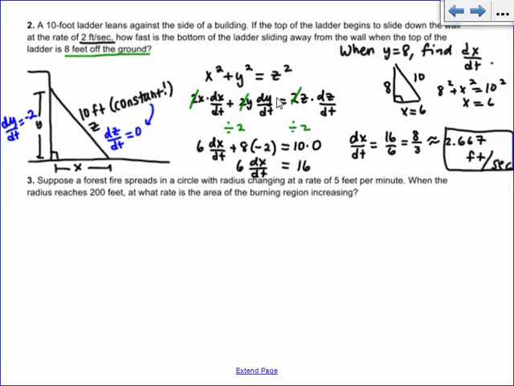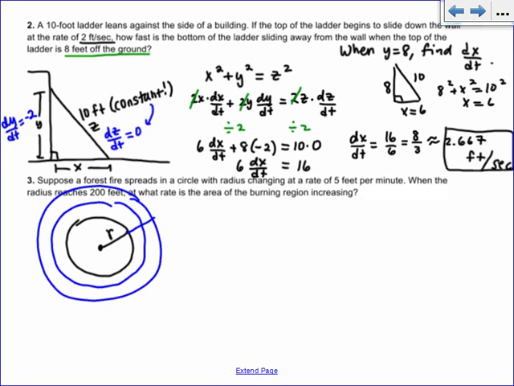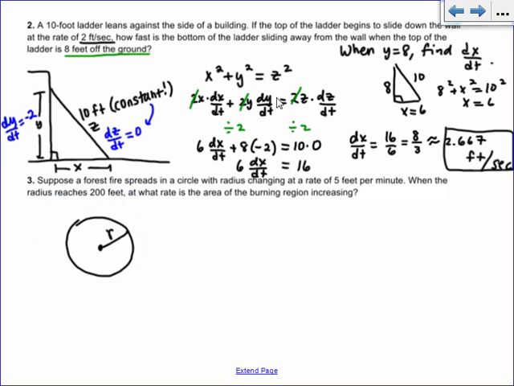So it says, suppose a forest fire spreads in a circle with radius changing at a rate of 5 feet per minute. When the radius reaches 200 feet, at what rate is the area of the burning region increasing? Okay, so we have a circle, and it's getting bigger, so this R is changing. So you don't have to draw this, but basically it's spreading out like this, right? And R is getting bigger and bigger and bigger. So we're saying when R equals 200, we need to find dA over dt.